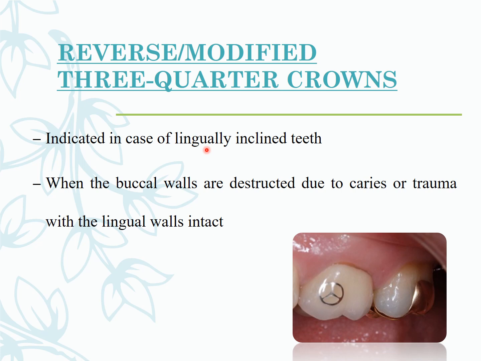A reverse modified three-quarter crown is an example. It is indicated in lingually inclined teeth, usually when the buccal walls are destroyed due to caries or trauma with the lingual walls intact. So the lingual wall is intact and the buccal wall is destroyed, so you make a preparation involving that wall.